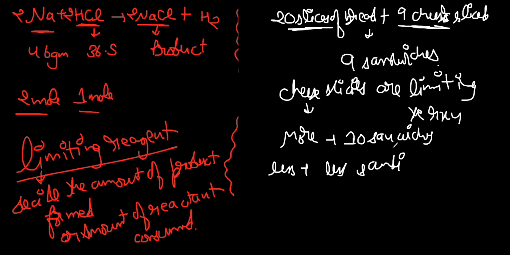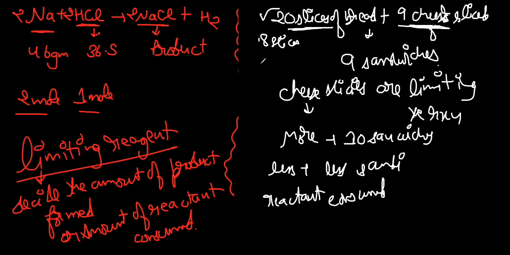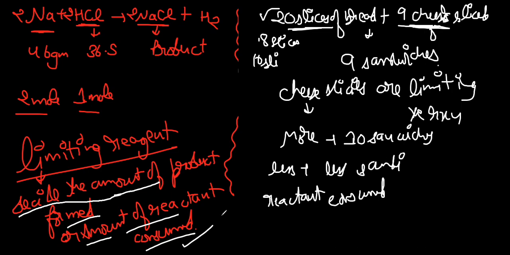Also, at the same time, cheese slice is deciding how much reactant should be consumed. How? If you had 10 cheese slices, all the bread slices would have been consumed. Right now, you have 9 cheese slices, only 18 slices are consumed. If you had 8 cheese slices, only 16 slices of bread would have been consumed. So the statement that I've written here: it decides the amount of product formed or the amount of reactant consumed. This is why limiting reagent is required.